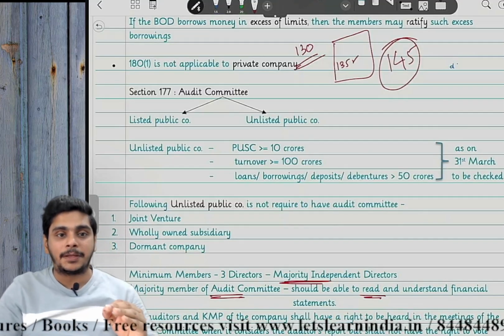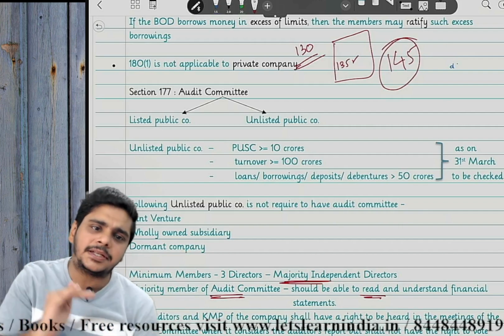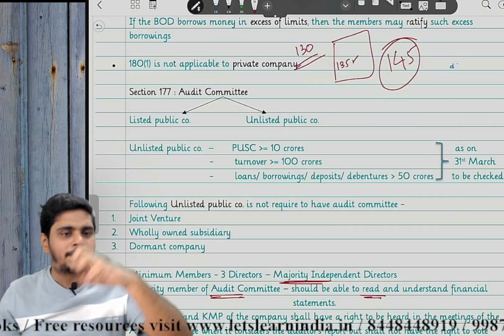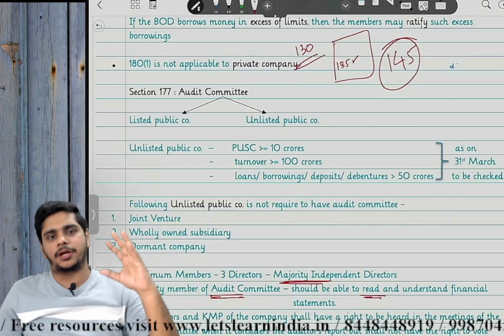So audit committee people are not outsiders. They come from the company itself. They are the existing directors only. From the existing group of directors, a few people have been taken out into a committee. It is called the audit committee.